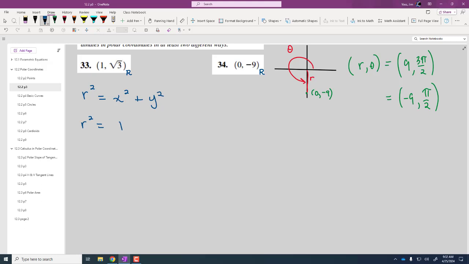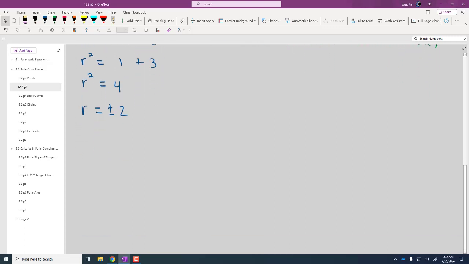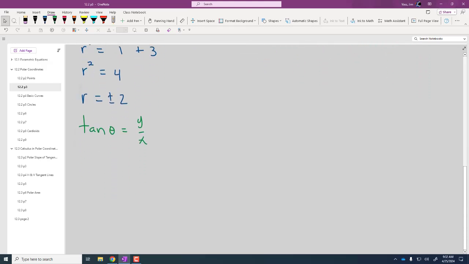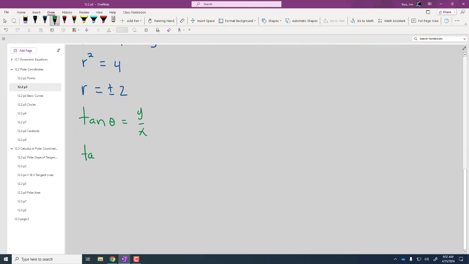And 1 squared is 1, and root 3 squared is 3. So we get r squared is 4. So we could choose r to be positive or negative 2. Typically we'll choose it to be positive 2. So we have those two choices. And then to get to theta, we are going to use the tangent of theta is y over x. So in this case, the y is root 3, the x is 1. So we're going to say tangent of theta is root 3.